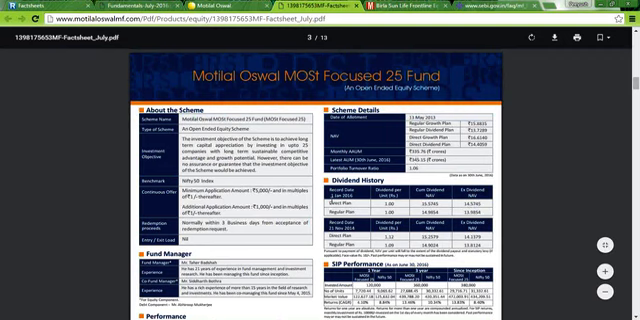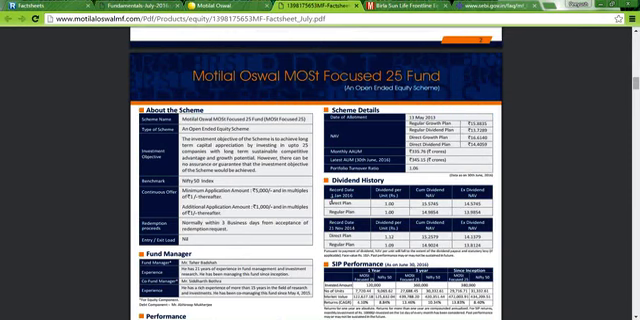Now, largely, a lot of the data points that we saw in the Morningstar fact sheet are also available here. But of course, fund houses may not reveal everything in terms of where they stand vis-a-vis category. That's only what a third-party rating agency would give, right?